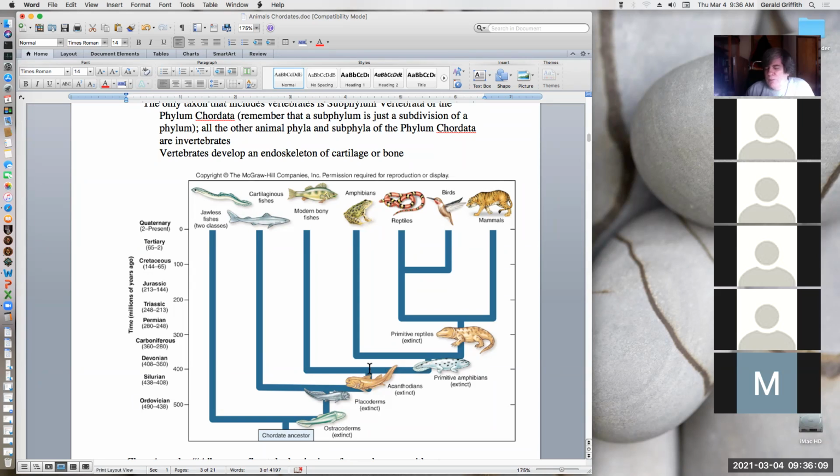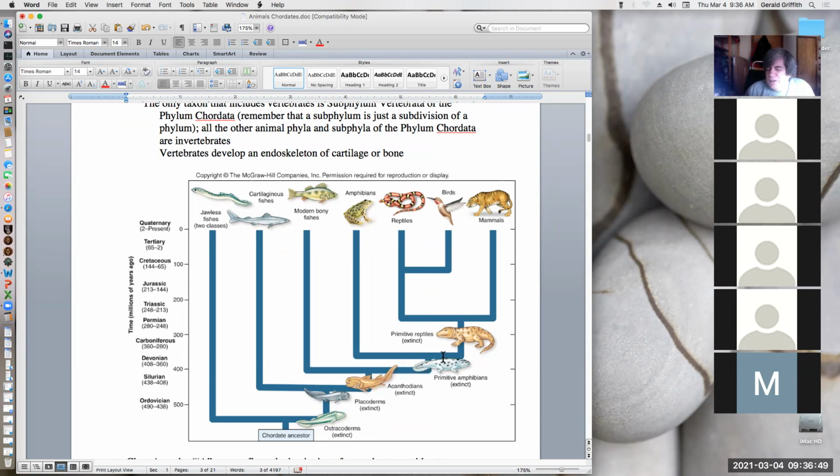And this group split off into a couple of different groups. One of the main groups is what this chart calls the modern bony fish. So sharks have a skeleton of cartilage, bony fish have a skeleton of bone. Now, one group of fish with bony skeletons moved on to land. And when they moved on to land, they formed amphibians.